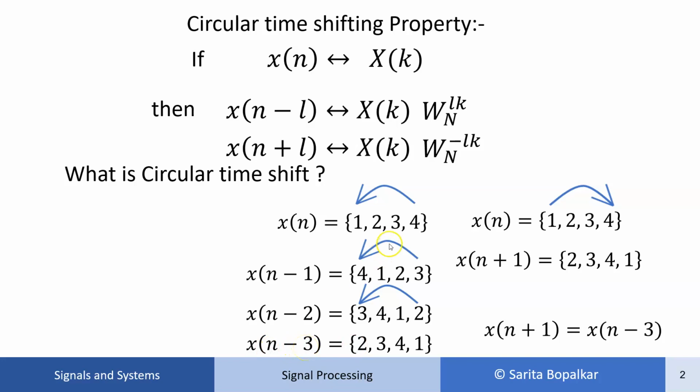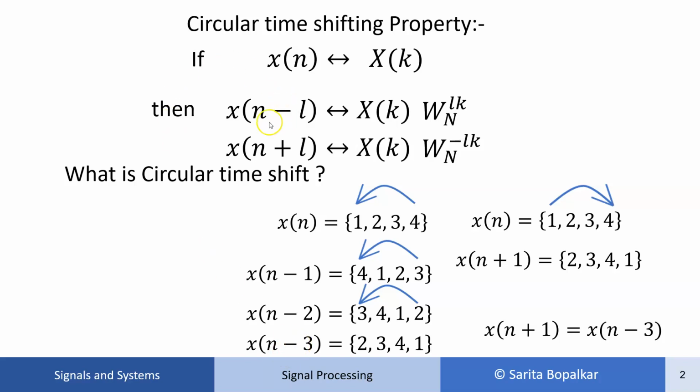Why does this happen? Because it is a circular time shift. The number of samples of this sequence just gets shifted. We are not including any additional value other than these 4 sample values. That's why it is called a circular time shift. In the anti-clockwise direction, it is called delay. In the clockwise direction, it is called advancing. But the advancing operation is always somehow related to the delay operation because of the circular time shift.